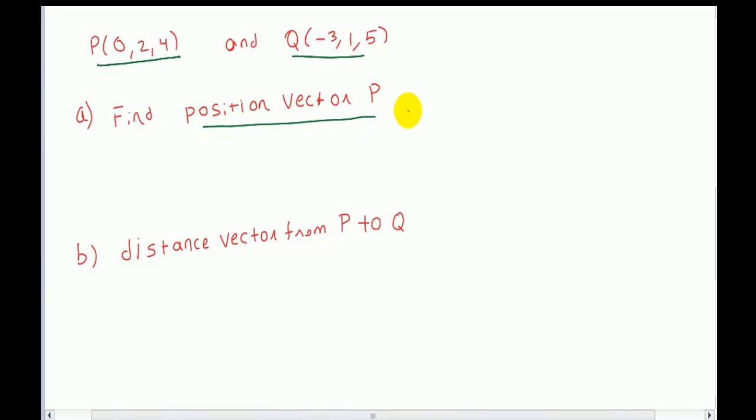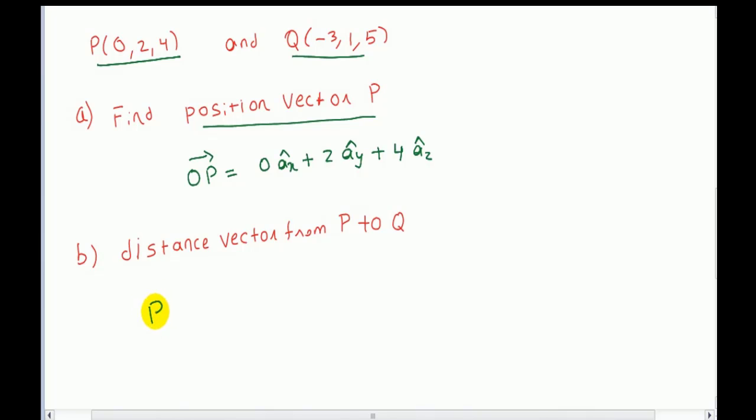As I have told earlier, position vector P can be written as OP vector, because it is with reference to the origin. The coordinate of x is 0, so it will be 0 ax cap, plus coordinate of y is 2, so 2 ay cap, and coordinate of z is 4, so 4 az cap. This is the position vector P.